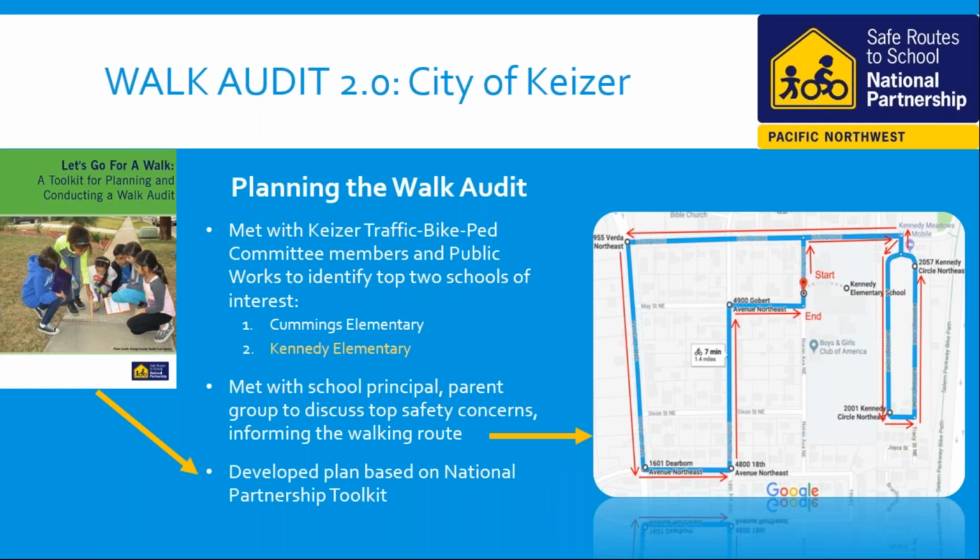I asked the committee if there'd be any interest in doing a walk audit, and attended their formal meetings and also met with members offline. I got a lot of interest and they said, yes, let's do it. And how do we do it?